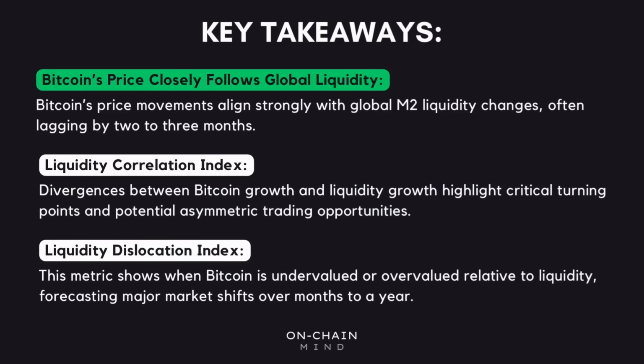So, to wrap things up, the key takeaway here is just how closely Bitcoin's price tracks global liquidity, specifically the M2 money supply, with about a 2 to 3 month lag. This relationship really highlights why liquidity cycles are so important to understanding Bitcoin's market moves. When liquidity expands, Bitcoin tends to follow, and when liquidity contracts, you often see the price struggling or even bottoming out.